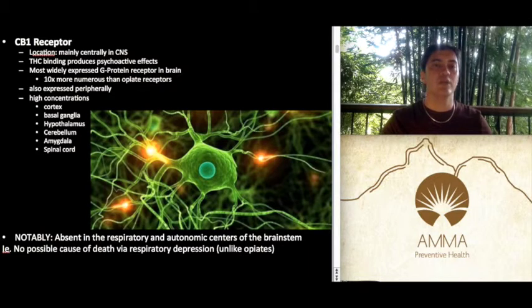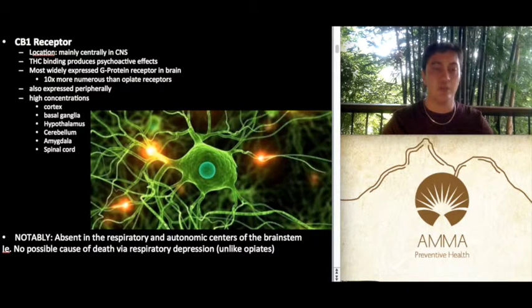It is the most widely expressed G protein receptor in the brain, being 10 times more numerous than the opiate receptors. It is also expressed peripherally and is found in high concentrations in the cortex, basal ganglia, hypothalamus, cerebellum, amygdala, and spinal cord.